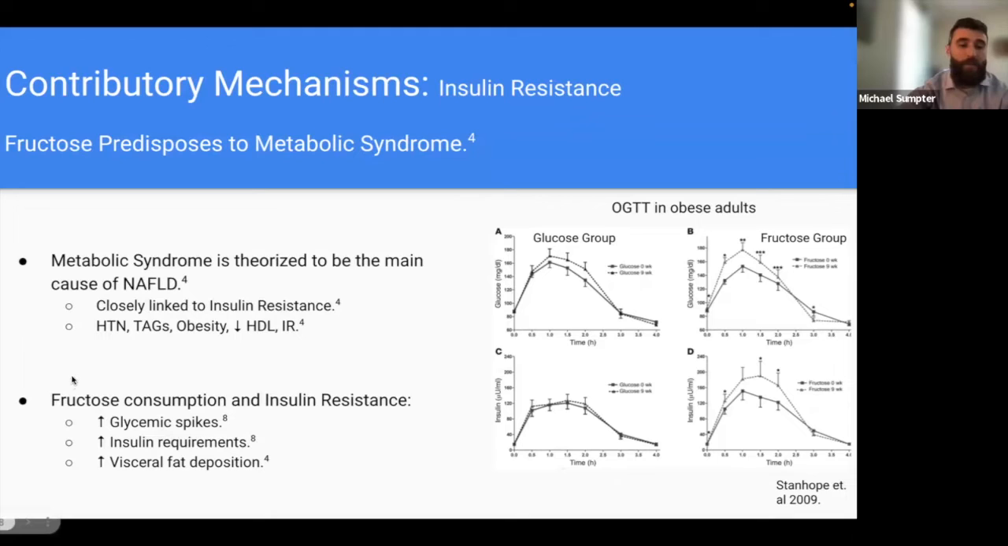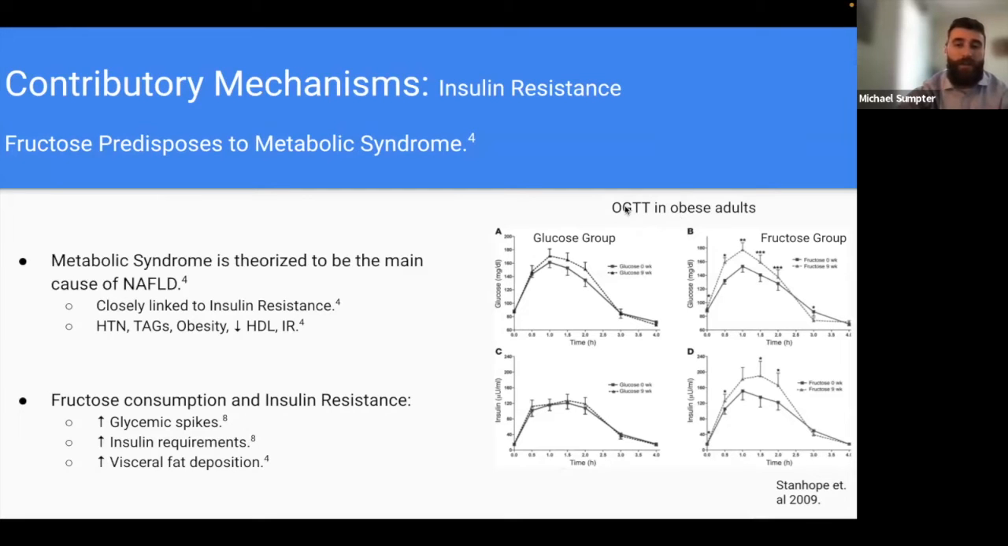What does this have to do with fructose? Well, fructose consumption and insulin resistance. Fructose will cause an increase in glycemic spikes. It will cause an increase in insulin requirements, and it can even cause an increase in visceral fat deposition relative to subcutaneous. So here's just some data from a study that I thought would help show this point.